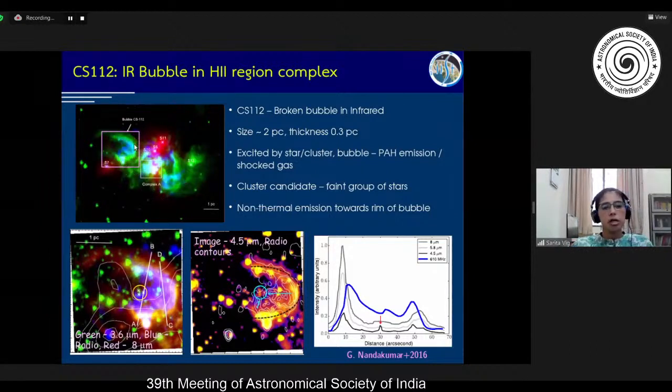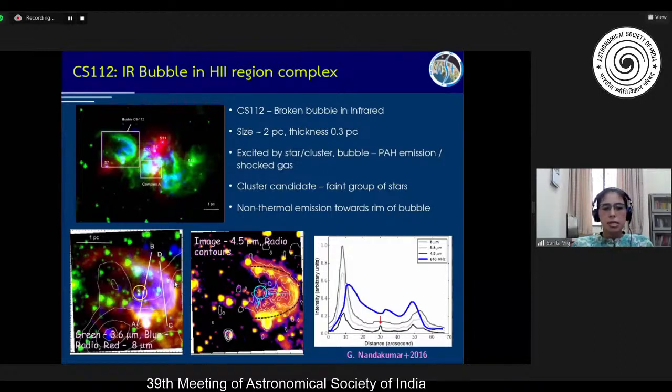Here, this was an infrared bubble which we had seen towards this H2 region complex, and this is a broken bubble of the size of 2 parsec, with a thickness of about 0.3 parsec. This is a color composite, in the Spitzer wavelength bands: the green is 3.6 micron and the red is the 8 micron emission. As you can see, the 8 micron emission is mostly towards the outer region. The blue indicates the radio.